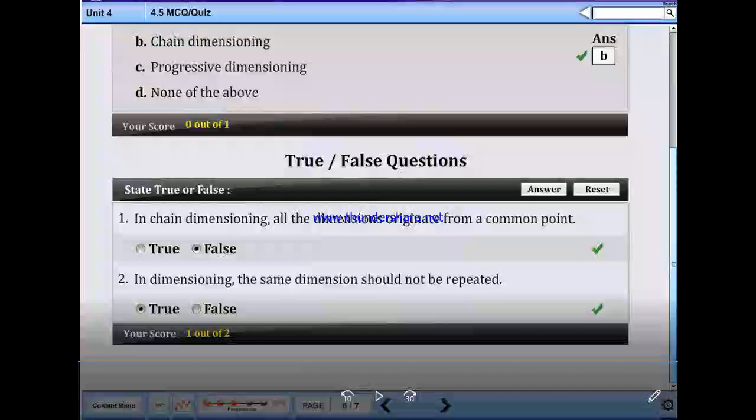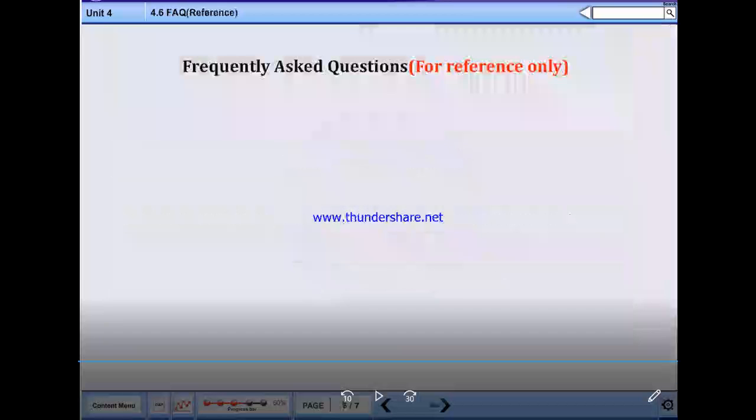In chain dimensioning, all dimensions originate from a common point. True or false? It is false. In dimensioning, the same dimension should not be repeated. Yes, it is true. So like this, we will give some true or false questions and quiz questions.